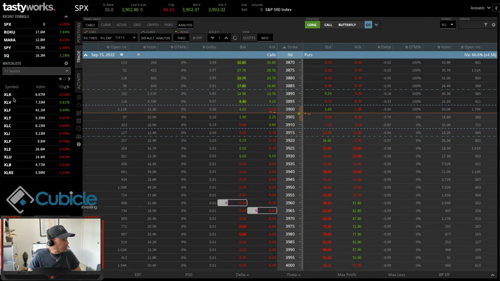Right? So you've got 11 sectors that make up the S&P 500. You've got the information technology sector, which is represented by the ETF XLK.